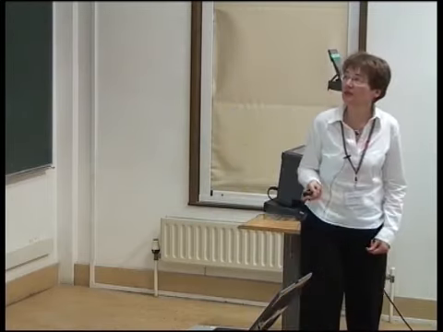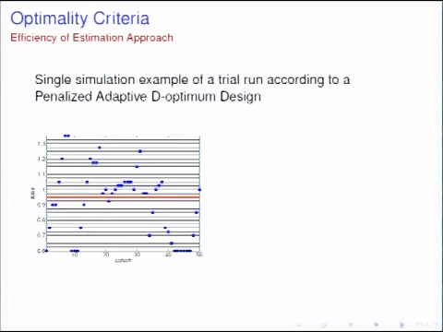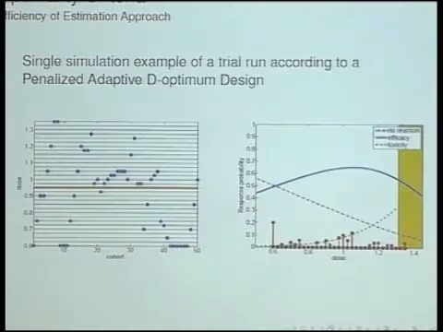And here is the picture of a single simulation. It behaves a bit differently. More people get doses in the middle here, and that's how it was distributed. And so that's a much better picture than pure D optimality. Still, none of the patients got a dose which was finally recommended for the next stage.